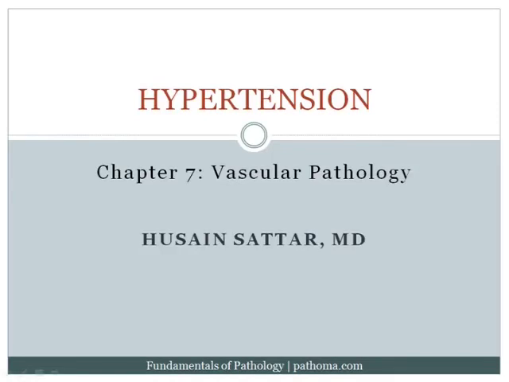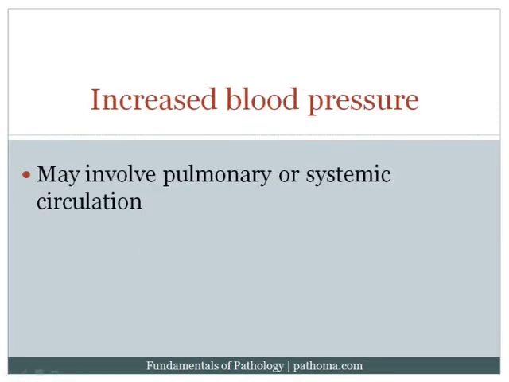All right, the next section deals with hypertension, and hypertension basically is an increase in blood pressure. Now, it's important to recall that when we have hypertension, that can involve either the pulmonary circuit or the systemic circuit, so we have two independent circuits in the body, and either one can develop high blood pressure. We will talk about pulmonary hypertension, however, we'll do that in Chapter 9.